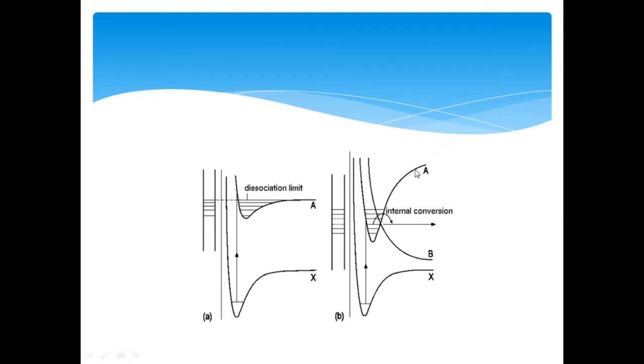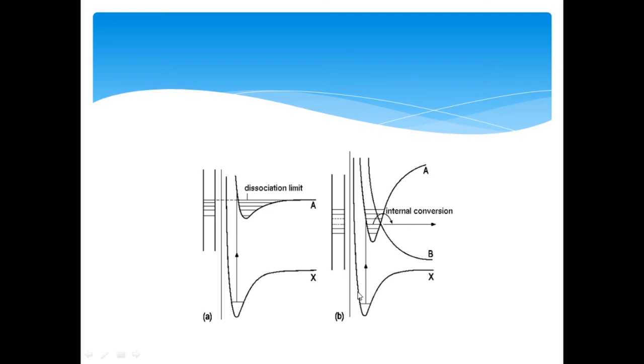But here the ground state has a minimum, so it is stable, while in the excited state you can see two different curves, curve A and curve B. The potential energy curve A has a minimum, that means it is stable. But the other curve, curve B, represents a continuous curve that has no minimum in the energy curve. That means it is unstable.